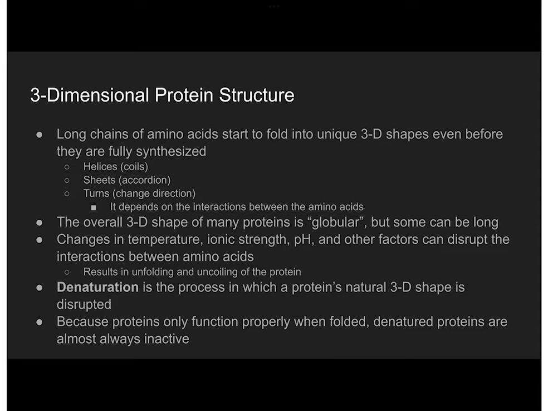And that's when denaturation happens. That's the process where your 3D shape is lost or disrupted. Proteins only function when they are properly built, so in the correct order, and properly folded. So a denatured protein is an inactive protein most of the time.